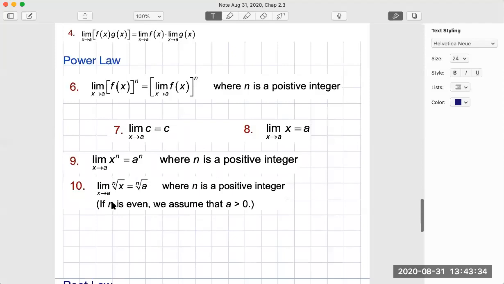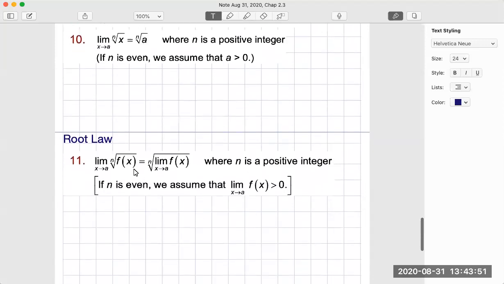And in property 10 here, there's the n-th root of x, where n is a positive integer. Assuming that a is positive, then we have this law, okay? And another one, the root law here: providing that the limit of f of x exists, and the limit of f of x when x approaches a is positive, then we can evaluate this. Okay? Now, these are all the formulas we will study and apply. For now, let us go to each example.